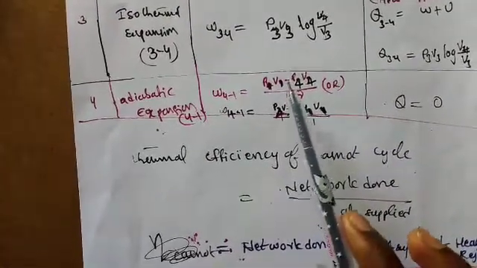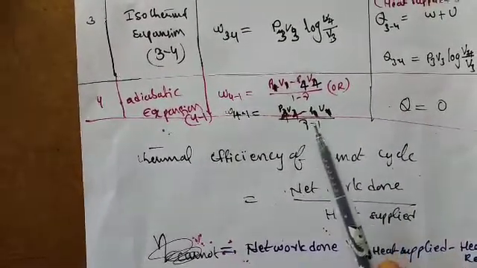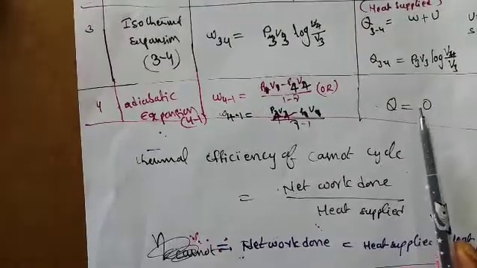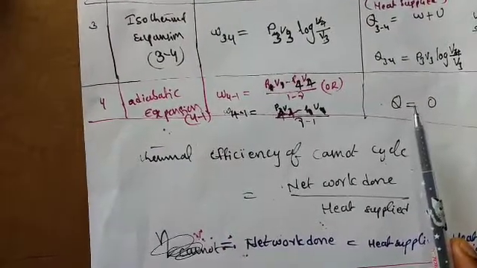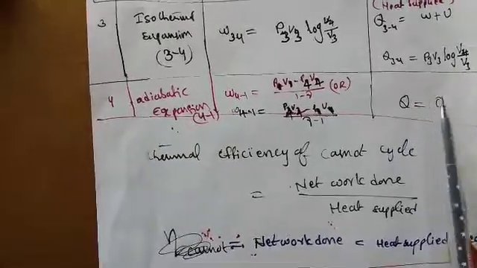So if we multiply the numerator and denominator with minus, it becomes P4 V4 minus P1 V1 divided by gamma minus 1. Q is equal to 0. Why? Because it is an adiabatic process. That's why, in an adiabatic process, Q is equal to 0.